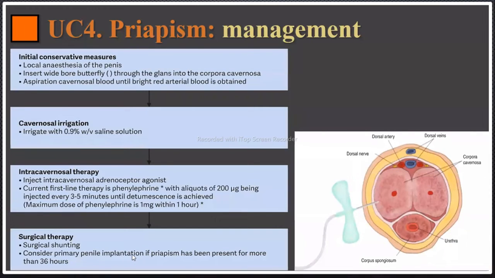Another scenario: the pain will push the patient to come even within 1 hour. It's unlikely for a patient to come after 36 hours, until he's ashamed. Of course, because of severe pain, he will go to the ER. So surgical shunting, consider primary penile implantation if priapism has been present for more than 36 hours.